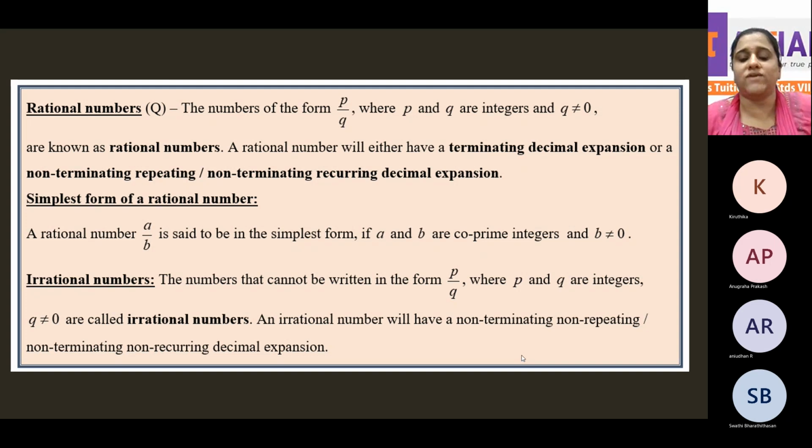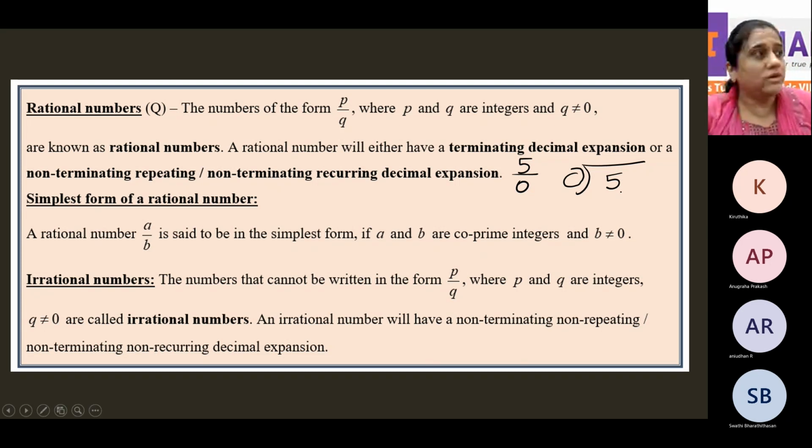Now let's divide 5 by 0. 5 divided by 0. The numerator is always the dividend, and the denominator is the divisor. Always. It's not that the bigger one is the dividend and the smaller one is the divisor. No, no. The numerator is the dividend, the denominator is the divisor.